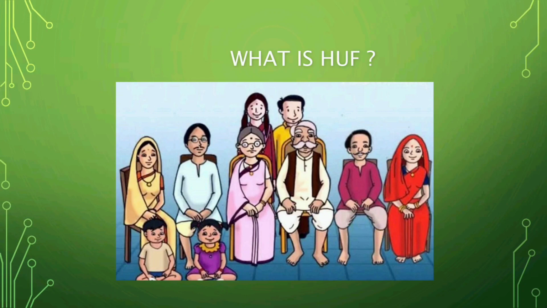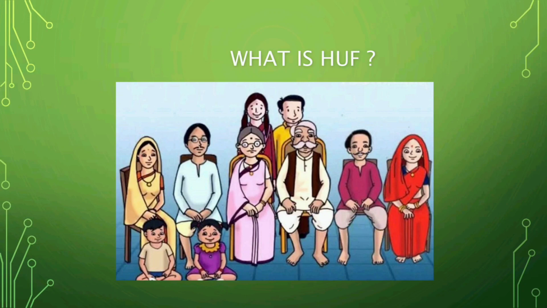A Hindu undivided family, also known as HUF, consists of all persons directly descended from a common ancestor and also the wives and daughters of the male descendants. A HUF gets certain relaxation in computation of taxes.